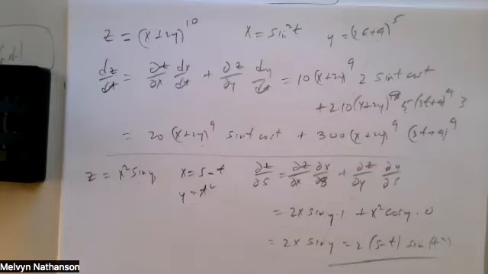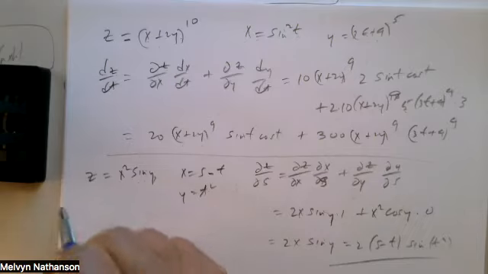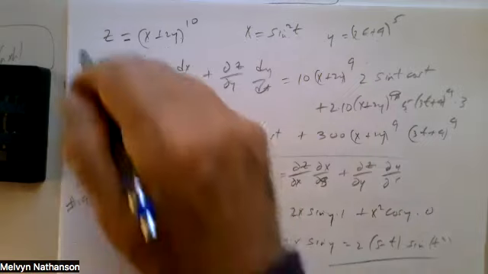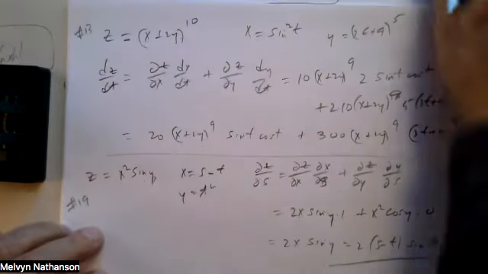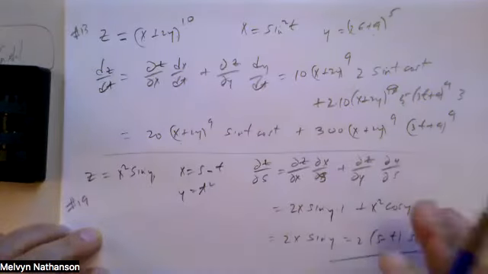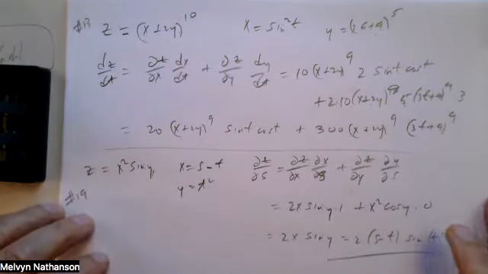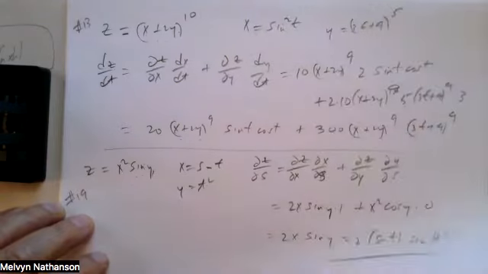I'm looking at the problems at the end of this section. So I think this is number 19. This was number 13. Let's look at a problem where we solve the same problem, but in two different ways.